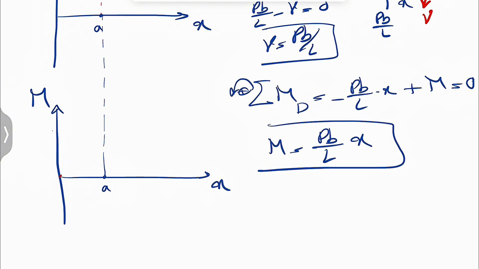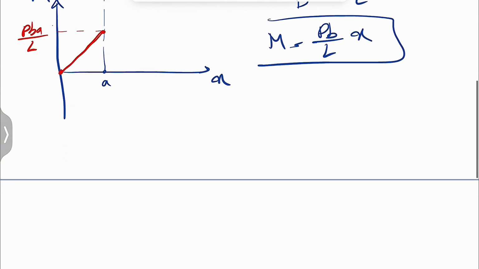Our moment is based on x. If you just put x equals 0, it's going to be here, and if we put x equal to a, what we're going to get is Pab over L. We can see we have y equal to ax, which is a linear curve, so it's going to move in the positive direction. The slope is also positive, so that's pretty much everything for the distance from 0 to a. Let's move on to the range from a to L.